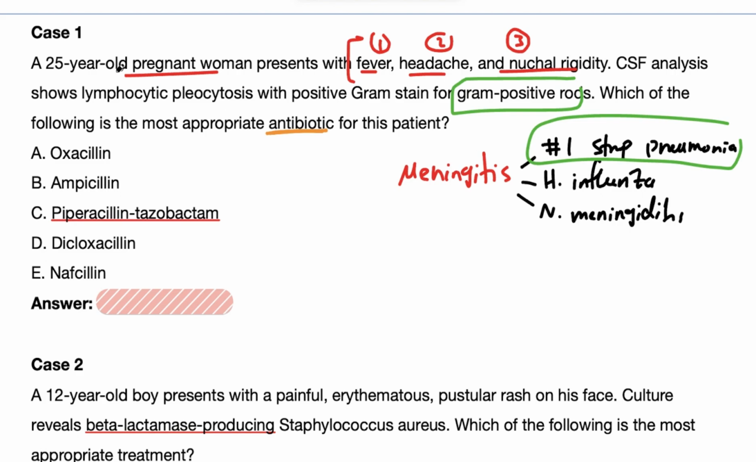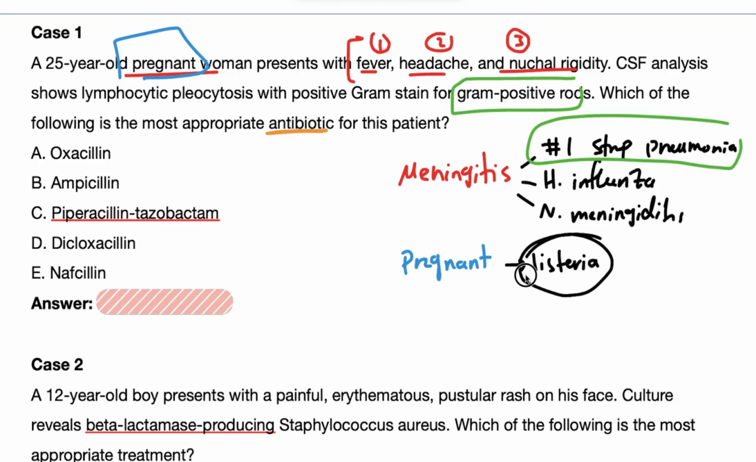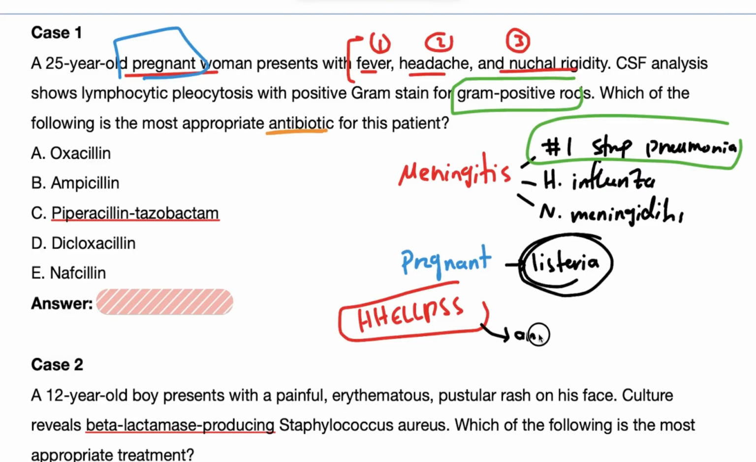But let's further look at the case. The patient is pregnant, and that's a risk factor for a listeria infection, right? So now I'm thinking about listeria. And if we remember the HELPP mnemonic, it was in this spectrum which aminopenicillins cover. And aminopenicillins including Amoxicillin and Ampicillin. So let's look at the answer choices.